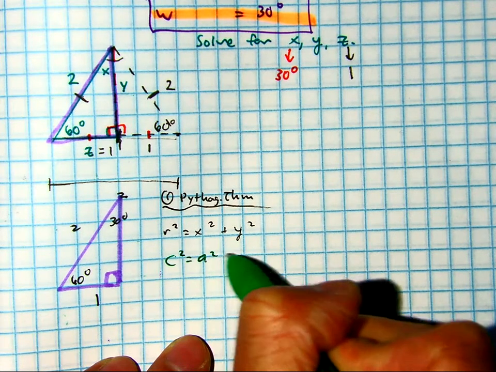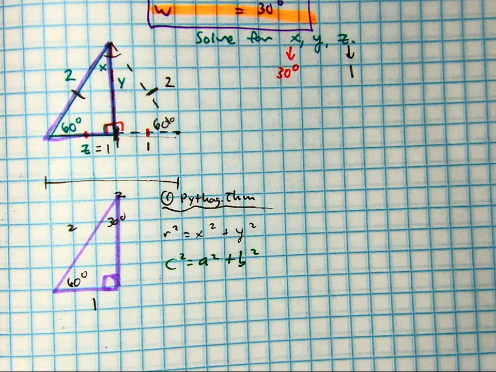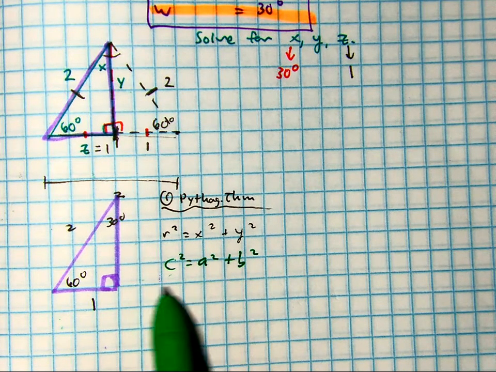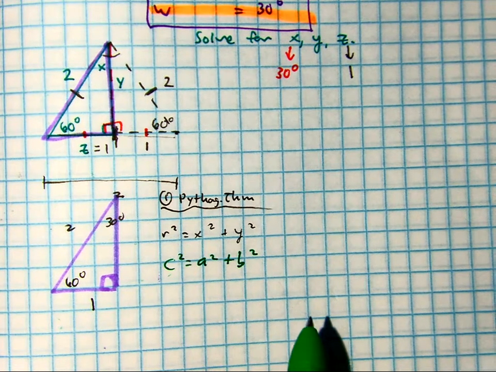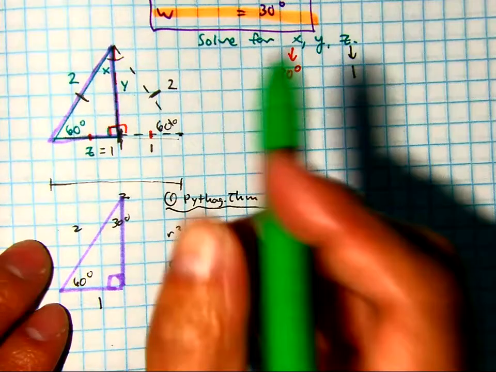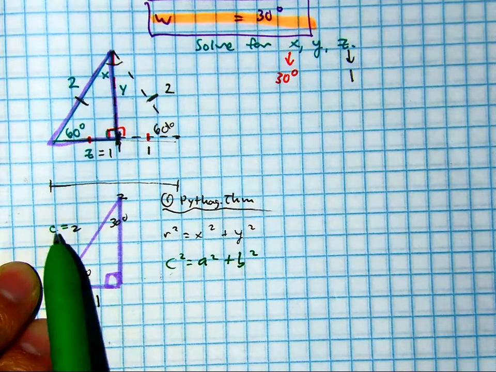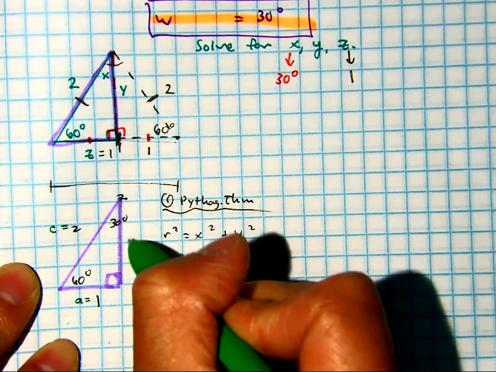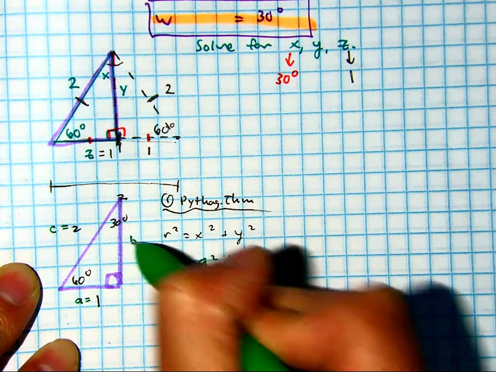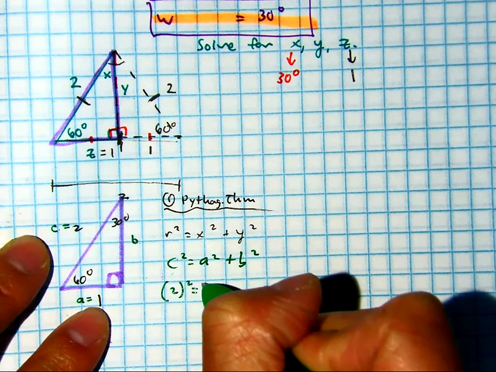Tell your partner what is the most important letter. Crystal, which one is the most important letter? Yeah, that C part. So that's our C. Crystal, A or B? And this one? Yeah, doesn't really matter. So I have 2 squared equals 1 squared plus B squared. And our B value up here we had called Y. Do you guys see that?